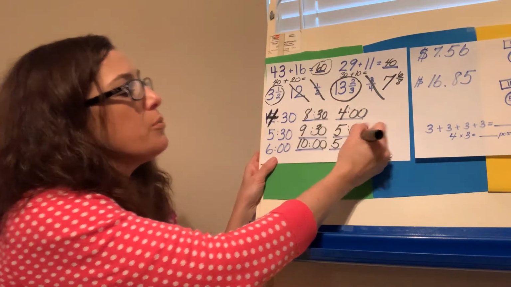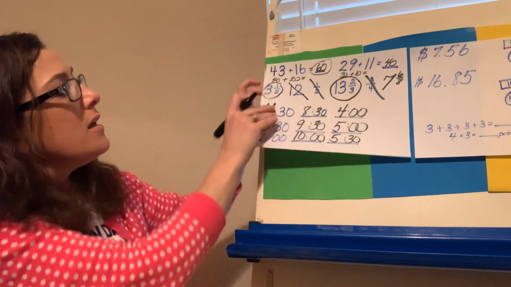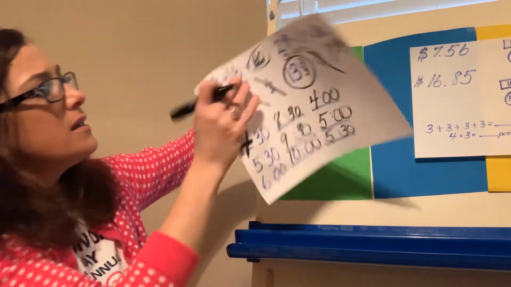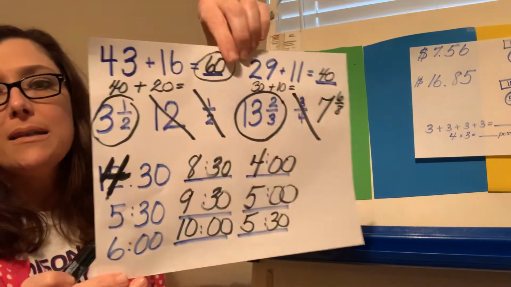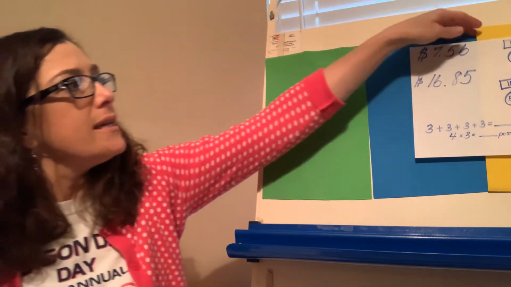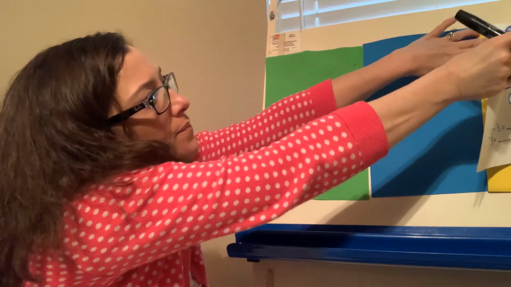So that was a little practice with rounding your sums and mixed numbers and time on the clock face. Next, we get to practice with money.